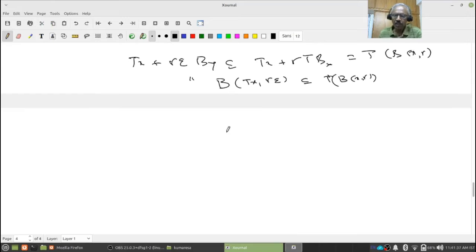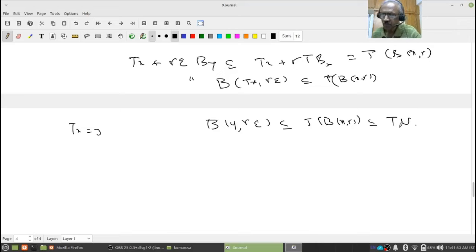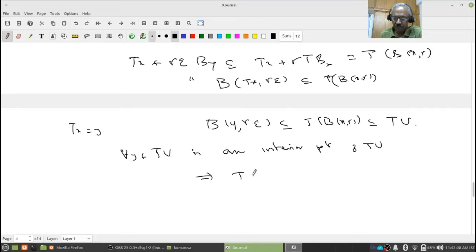Right. So what have we shown now? We notice that my Tx is nothing other than y. Therefore, B(y, r epsilon) is contained in T(B(x,r)), but T(B(x,r)) is contained in T(U). Right. Therefore, we have shown, okay, any y in T(U), y is an interior point of T(U). That means T(U) is open.